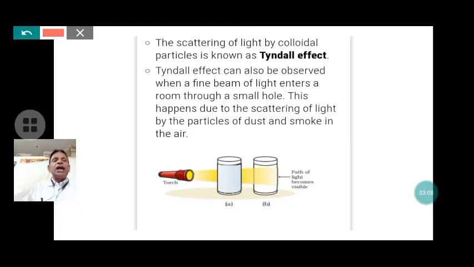The scattering of light by colloidal particles is the Tyndall effect. The Tyndall effect can also be observed when a fine beam of light enters a room through small holes. This happens due to the scattering of light by the particles of dust and smoke in the air.